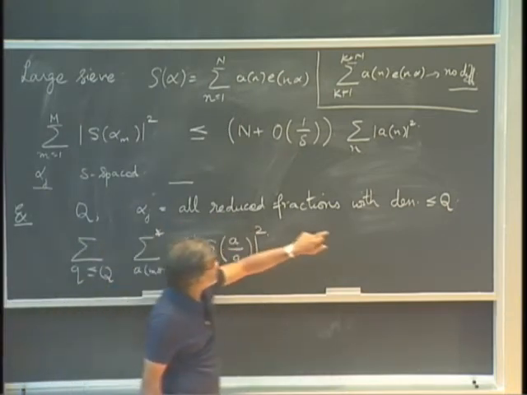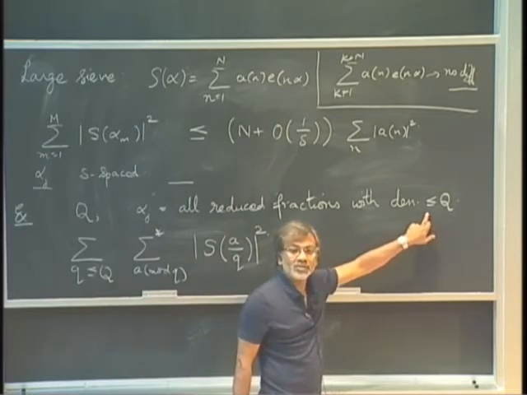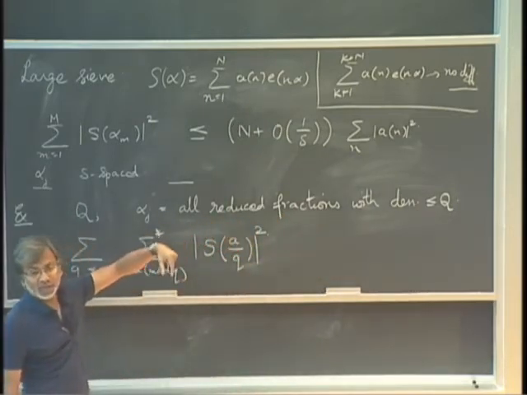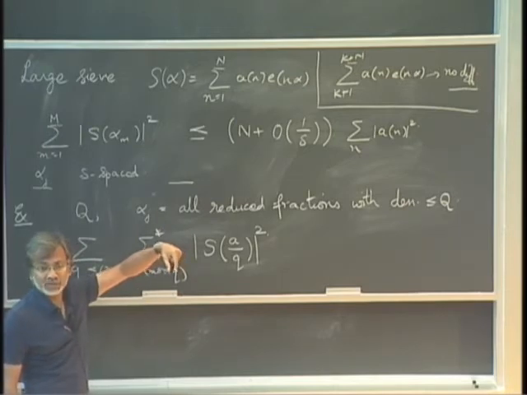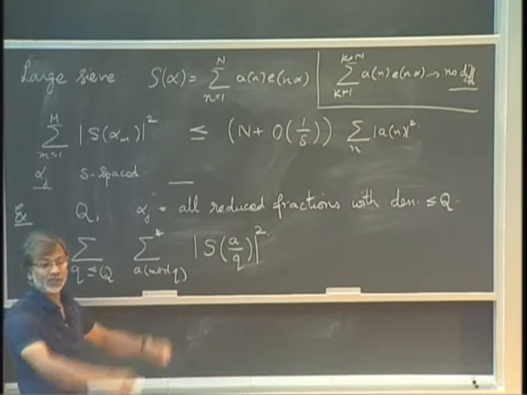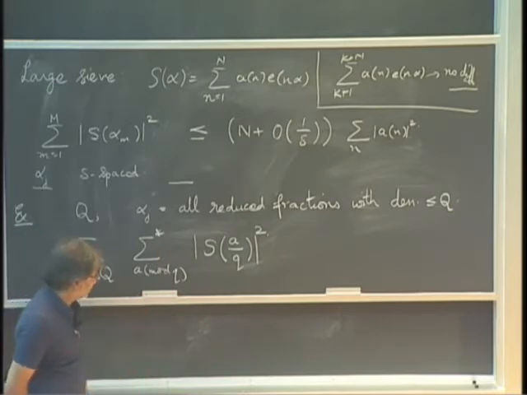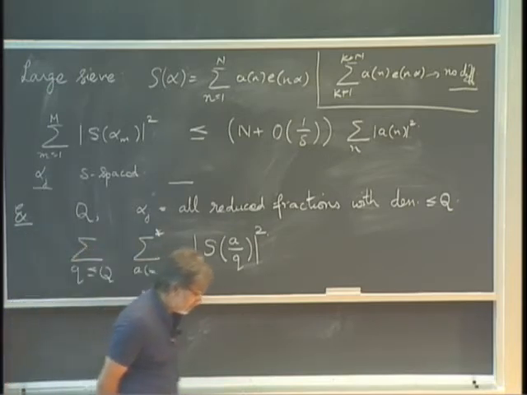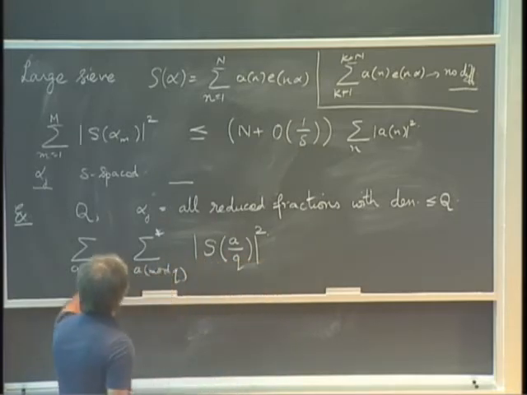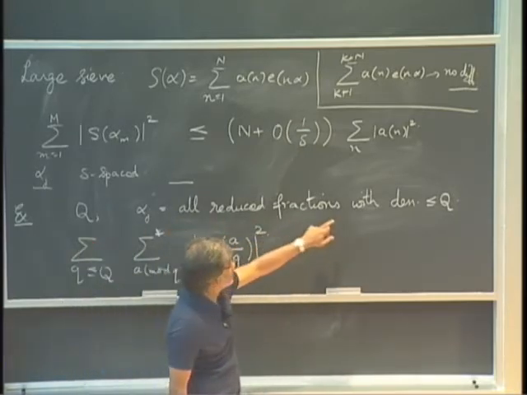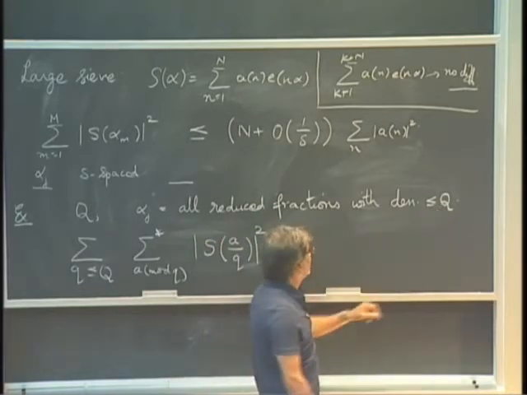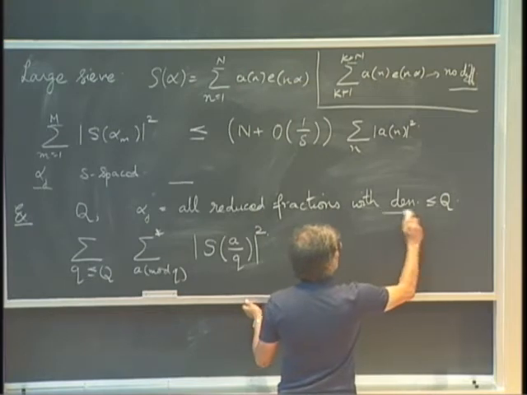If I take two fractions with denominator less than Q and they are not the same, then the difference between them is a fraction with denominator the product of the two denominators. Maybe there's some cancellation with the numerator, but at least it has at most Q squared in the denominator. So these reduced fractions are all 1 over Q squared separated from each other. So delta would be like 1 over Q squared.